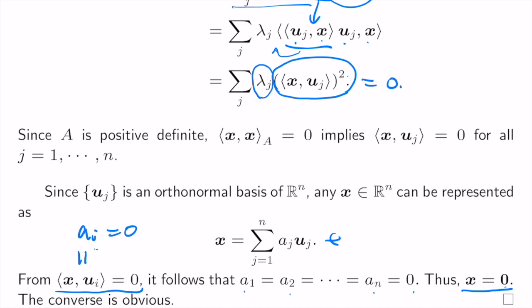So we have shown that if the inner product between x with itself is 0, then x must be the 0 vector. And the converse is obvious, because if x is 0, then the inner product between x and x is 0, obviously. So we are done.